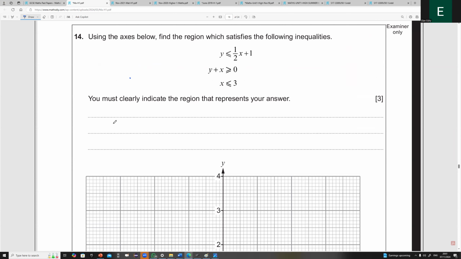Now, to do this, you need to actually draw the three lines that are specified. So we imagine, instead of the inequality signs, that we just had equals. So y equals a half x plus 1. y plus x equals 0. And you need y on its own. So I would take this plus x away from both sides, giving me y equals minus x, and you've got x equals 3. So are we happy so far there? You want to get y as the subject when y is involved. Otherwise, just put the equals in.